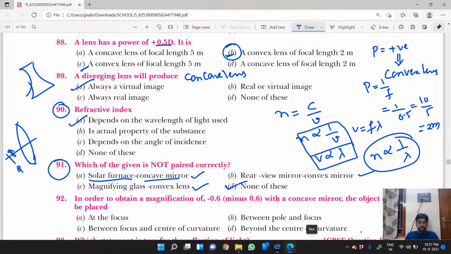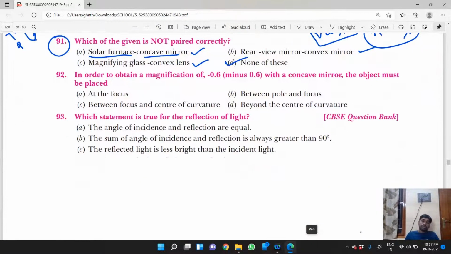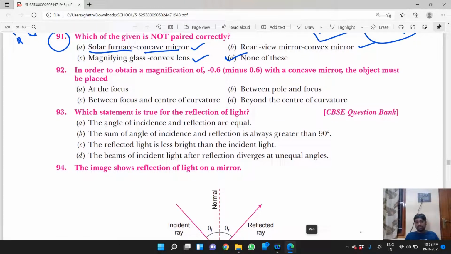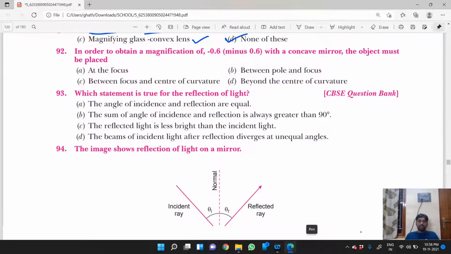So again, solar furnace, concave mirror, yes. Rear view mirrors are convex mirrors, yes. Magnifying glass is a convex lens, which is also correct. So all are paired correctly, and the answer is none of these.